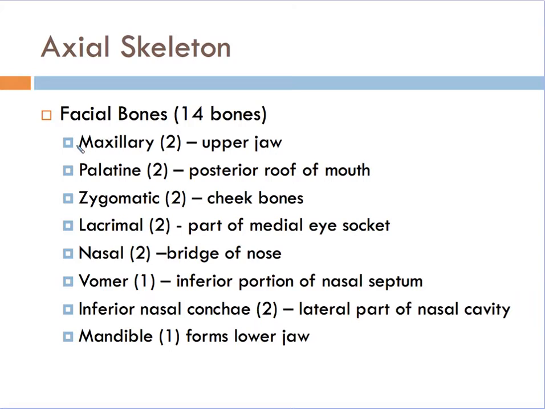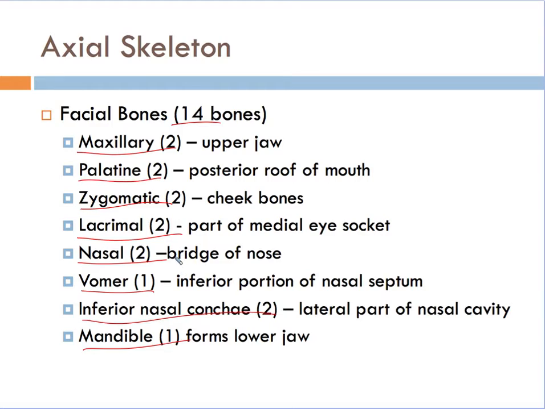Those are bones of the skull. Bones of your face. There are 14 of them. You have 2 maxillary bones, 1 on either side. You have 2 palatine bones, 1 on either side. You have 2 zygomatic bones, 1 on either side. 2 lacrimals and 2 nasals. You have 1 vomer, which splits your nasal septum. You have an inferior nasal concha, 1 on either side, and you have a mandible, which is your lower jaw.